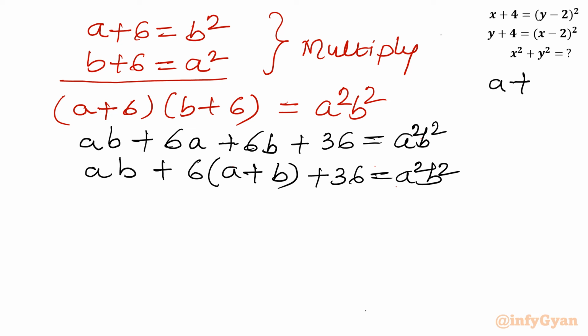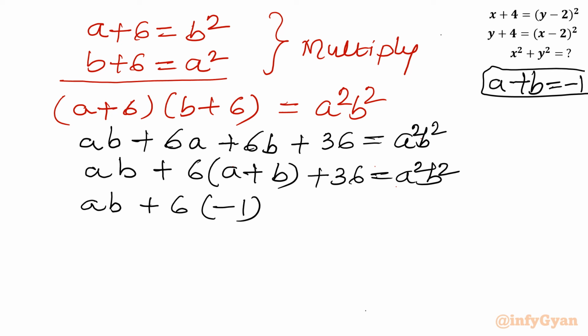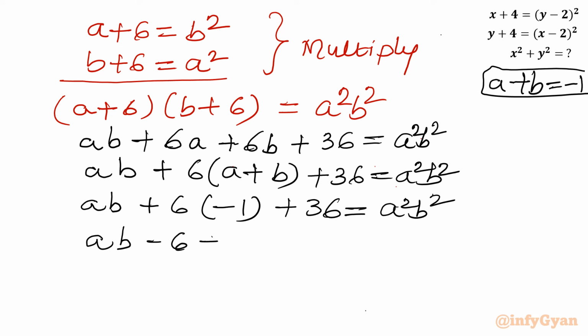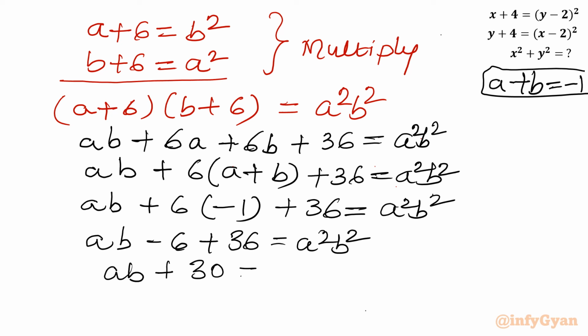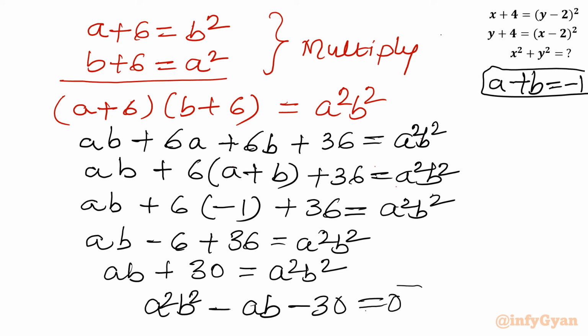Now we have just calculated that a plus b was negative 1. So let us put here negative 1. So I will write ab plus 6 times negative 1 plus 36 equal to a square b square. So I can write ab minus 6 plus 36 equal to a square b square. So ab plus 30 equal to a square b square, and we are getting one quadratic in ab: a square b square minus ab minus 30 equal to 0.